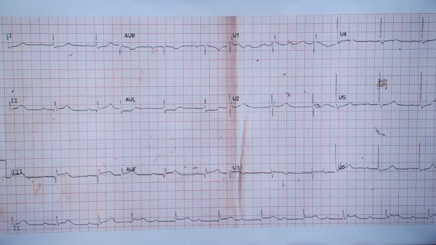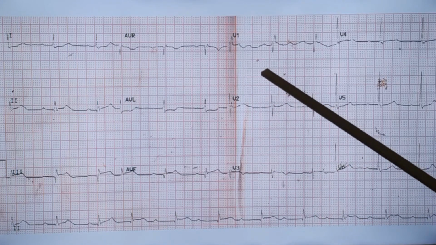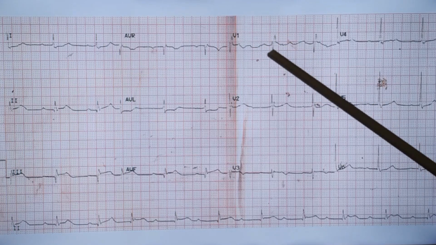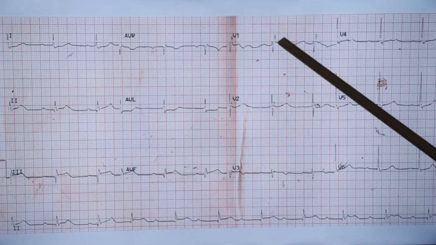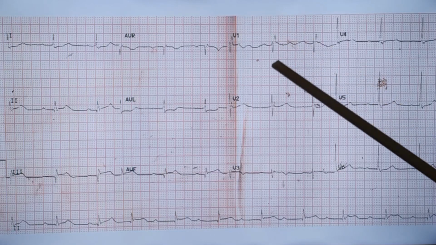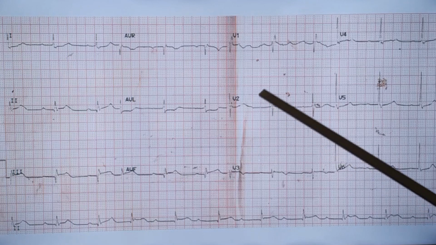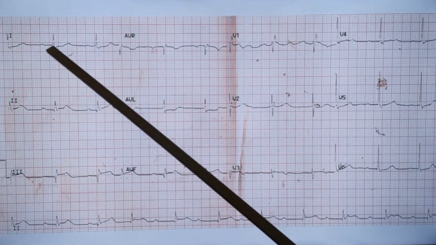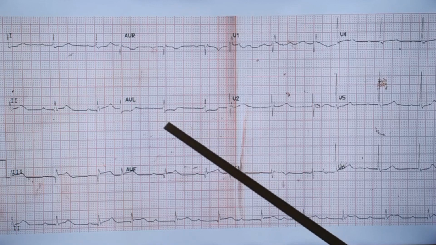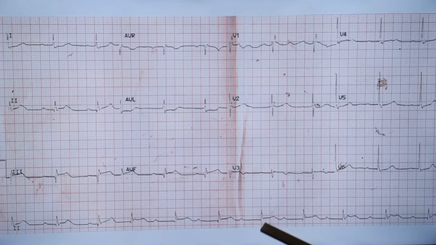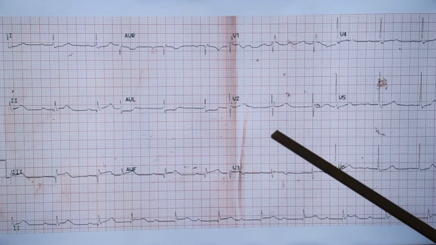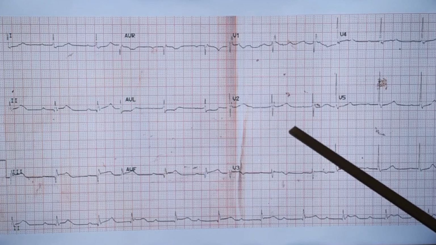Another important finding that you are seeing is RSR pattern in V1. Tiny r, s and a slurred secondary R wave, RSR prime pattern in V1 is seen. It's also seen in V2. And there is a corresponding slurred S wave in V6 as well as in lead 1 and AVL. Lateral leads showing slurred S wave, anterior leads showing RSR prime pattern, all suggestive of right bundle branch block.